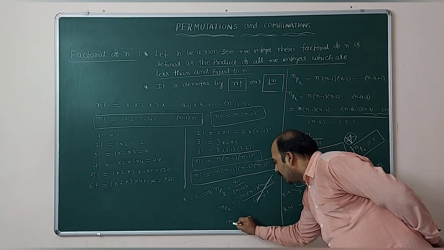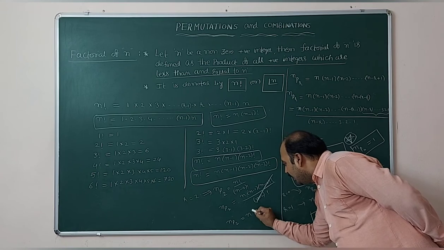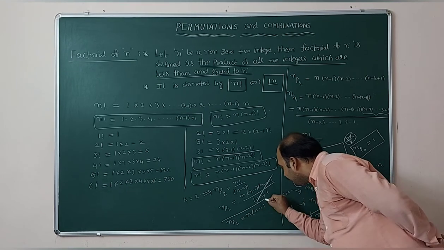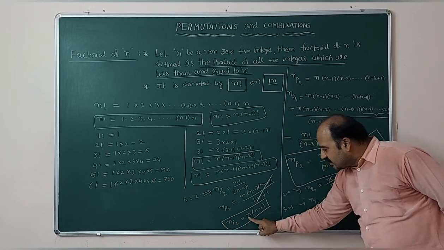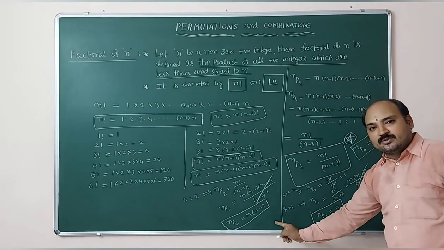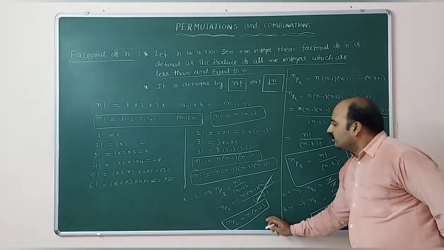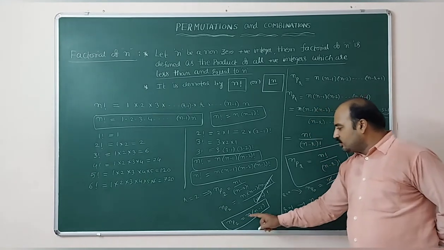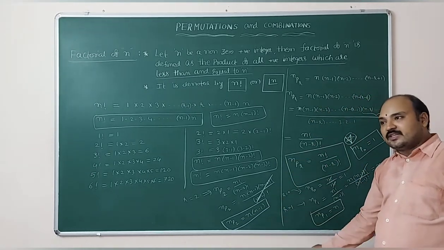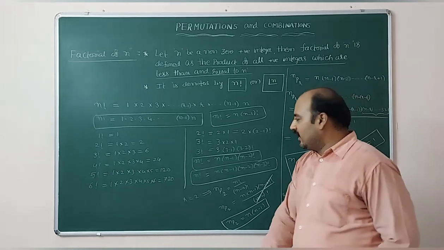So nP2 can be written as n into n minus 1. Here 2 is there, meaning the product of two terms, n and n minus 1. Suppose 3 is there: n into n minus 1 into n minus 2. Suppose 4 is there: n into n minus 1 into n minus 2 into n minus 3. These are the logics behind that.